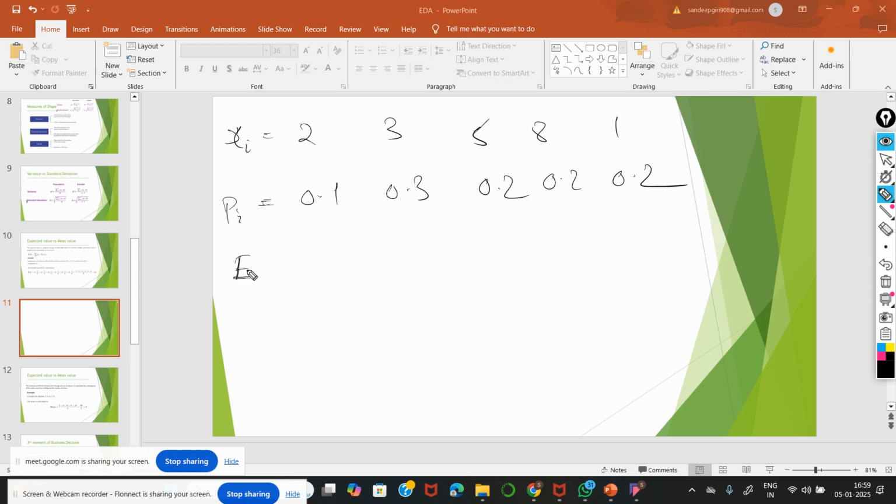Expected value, represented by E. Find out the expected value of x square.